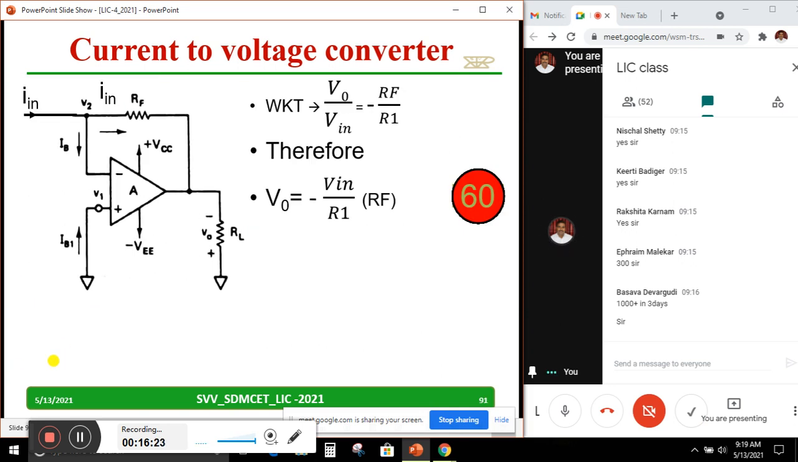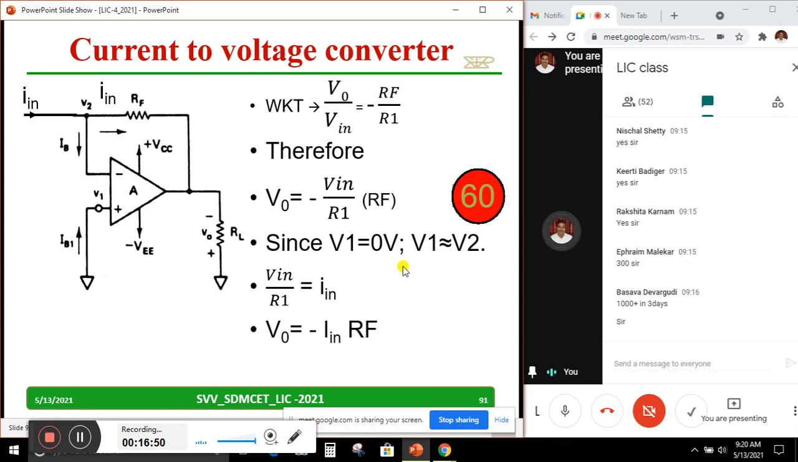Current to voltage converter. We have already taken this equation: V0 by Vin equal to minus Rf by R1. Therefore, V0 equal to minus Vin by R1 into Rf. So this is what we have discussed, the current to voltage converter. And one important point we are going to discuss is V1 equal to 0 and V1 almost equal to V2, which we have discussed. Therefore, Vin by R1 equal to I, and V0 is given by minus I into Rf.